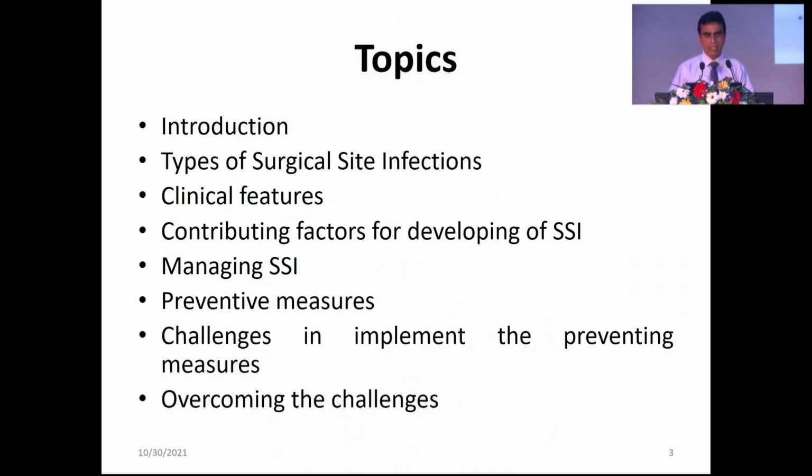The topics are a little bit about the introduction and types of surgical site infection, clinical features, contributing factors for developing surgical site infection, managing surgical site infection, and preventing measures. That is very, very important, preventive measures. And what are the challenges we have in implementing the preventing measures, and how we can overcome the challenges.